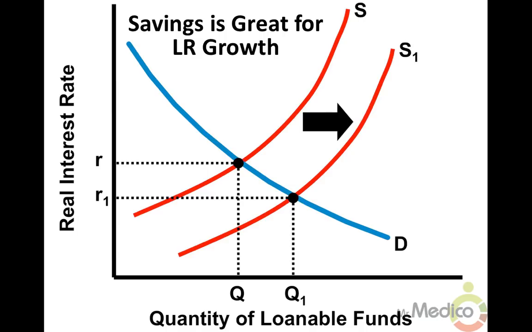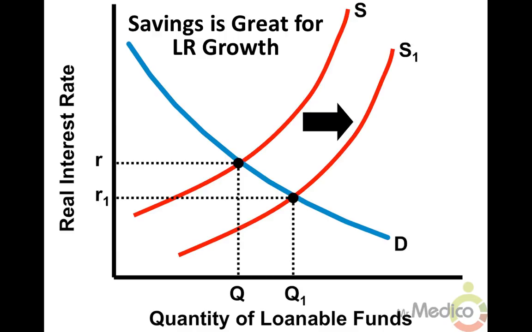Here's the loanable funds market. Typically, we use the loanable funds market for showing how fiscal policy, through the crowding out effect, can mess things up with interest rates, real interest rates, and also how changes in savings habits by the private sector can be good for long-term growth.